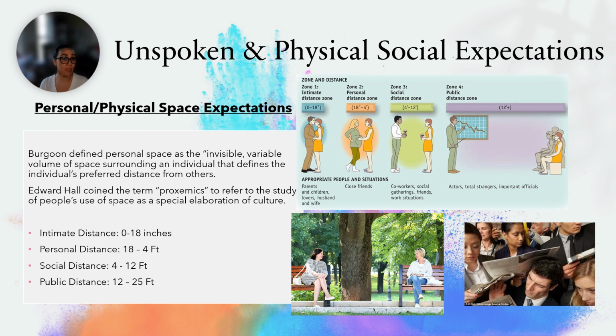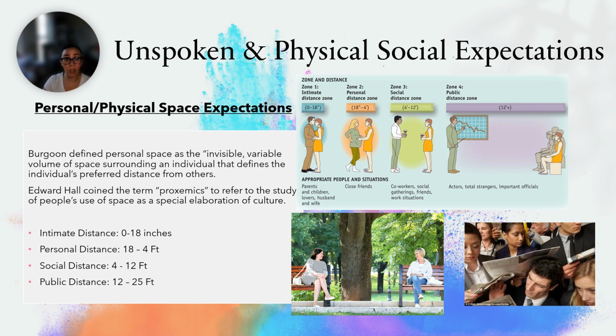So let's get started. We're going to start with personal physical space expectations. As you can see here, Burgoon, I hope I said that right, defines personal space as an invisible variable volume of space surrounding an individual that defines the individual's preferred distance from others. So think of yourself in this dome, almost like a snow globe. That snow globe dome is your domain, and everybody has a different understanding of how comforting that could be. Now that could be very close, very far. It could go a lot of different ways, and it's also derived from your cultural stance and how you're brought up. And again, social acceptance.